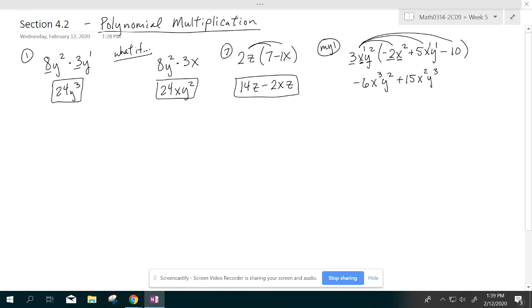Does everybody see how I'm doing it in baby steps? And then last, what is 3 times negative 10? And since the 10 does not have any letters, the x and the y squared come along for the ride. And that is the final answer.